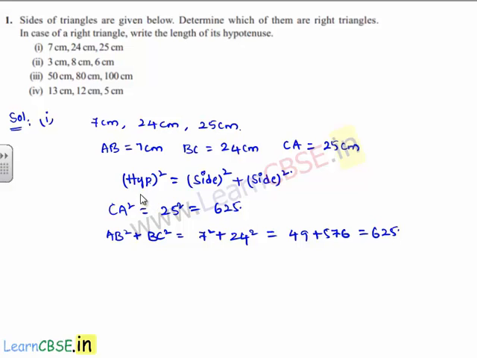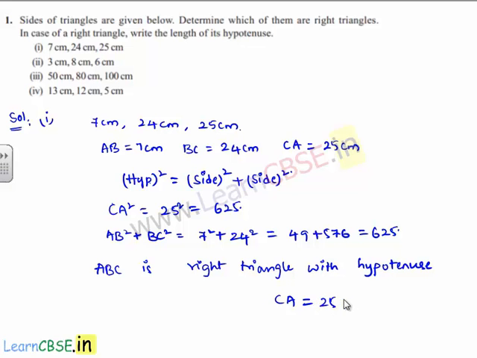We got here hypotenuse square is equal to side square plus side square. So we can say that ABC is a right triangle with hypotenuse CA equal to 25 centimeters.